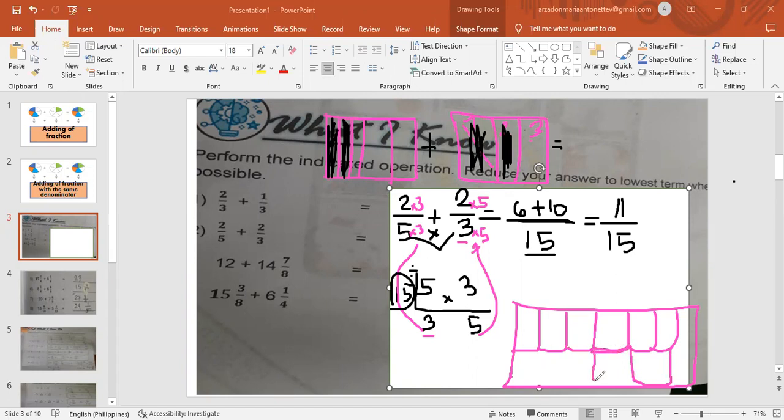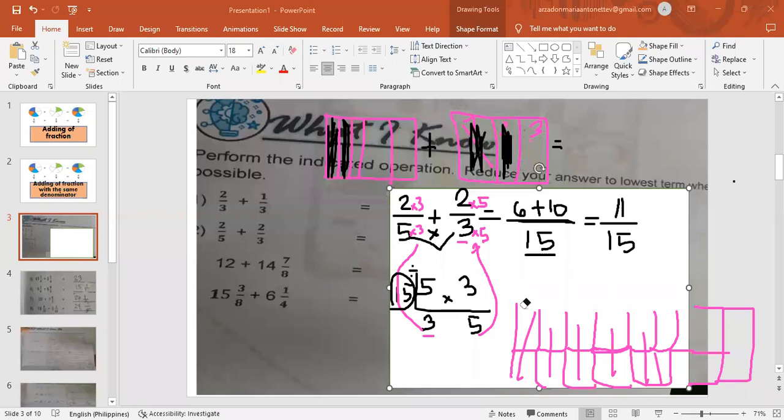8, 9, 10, 11, 12, 13, 14, and 15. And what is that? We need to shade 11. So that's 11, 2, 4, 6, 8, 10. Let's count this. 1, 2, 3, 4, 5, 6, 7, 8, 9, 10, 11, 12, 13, 14, 15. Oh, we went over. So we need to erase the other part.